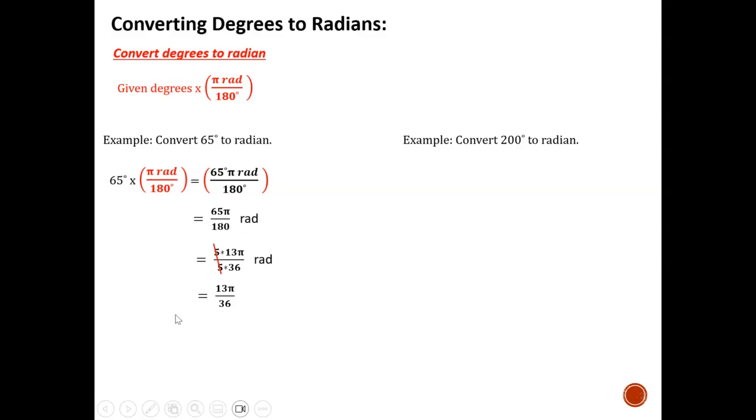Let's do one more. Convert 200 degrees to radians. We're going to multiply 200 times pi radians over 180, which will give us 20 pi over 18, which simplifies to 10 pi over 9. That's my answer. So 200 degrees is the same thing as 10 pi over 9.